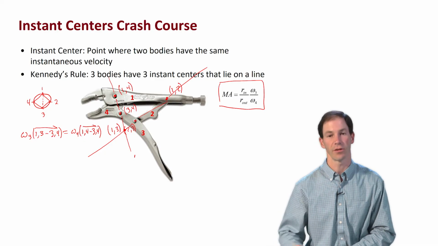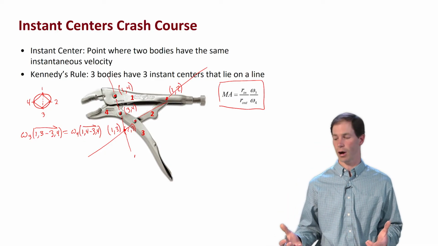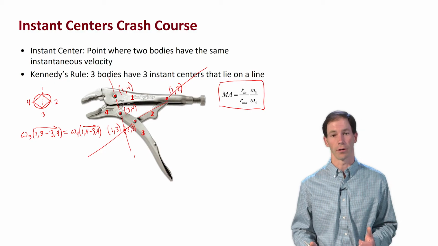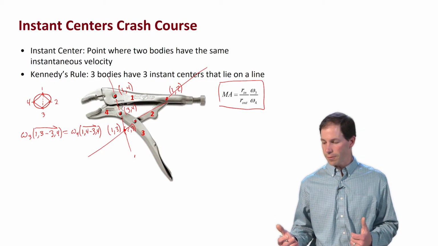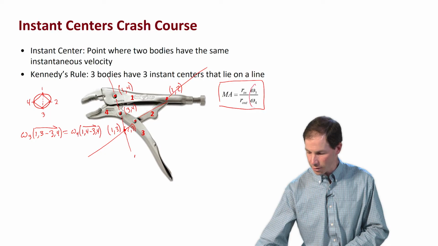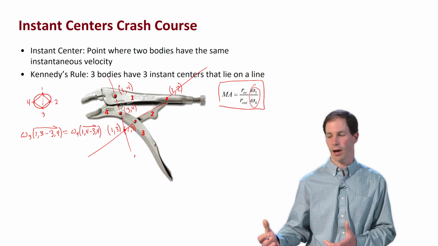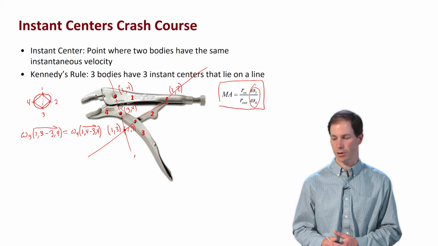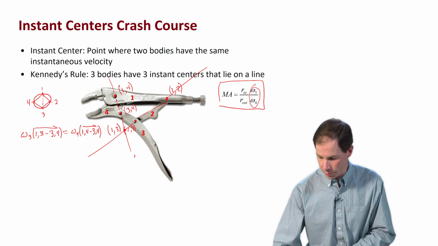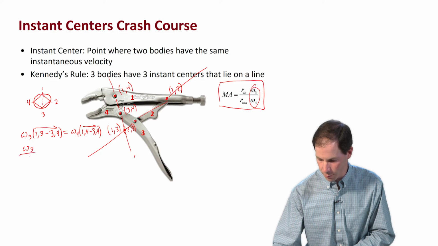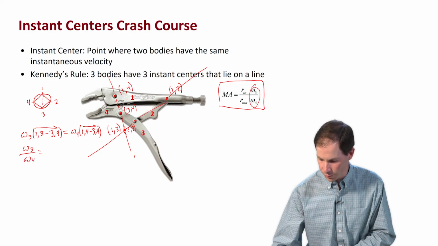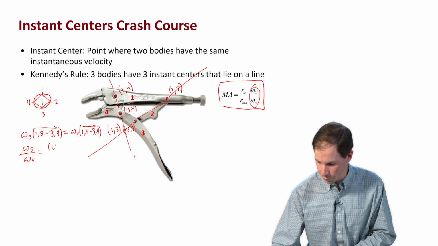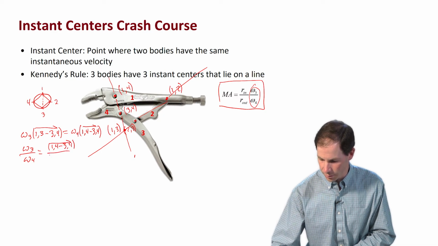And again, that's a distance, 1,4 to 3,4. I can simply measure it off of my drawing here. Now, why did I want this? Well, you'll notice that over in this mechanical advantage expression, I've got omega 3 divided by omega 4. I can now create that expression here from my instance centers. So I can say omega 3 divided by omega 4 is equal to the distance from 1,4 to the common instance center 3,4, divided by the distance from instance center 1,3 to instance center 3,4.